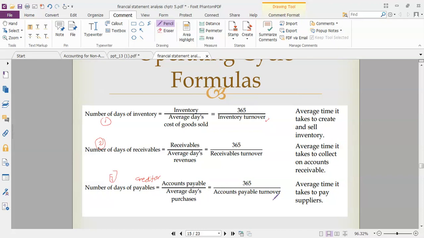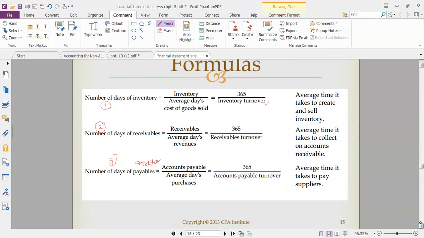The creditors or accounts payable are the outsiders that the company owes money to. But accounts receivable is when an outsider, for example a customer, owes money to the company. Those are two different things, accounts receivable and also accounts payable.